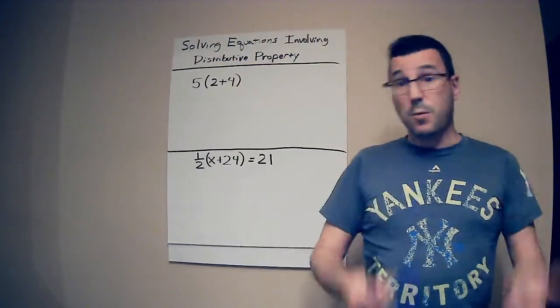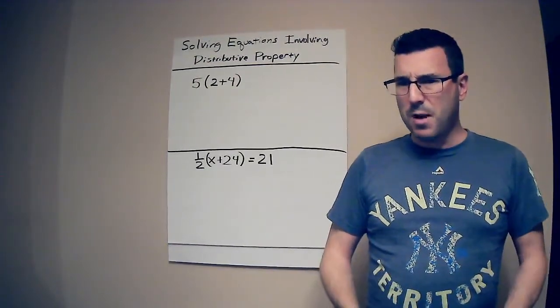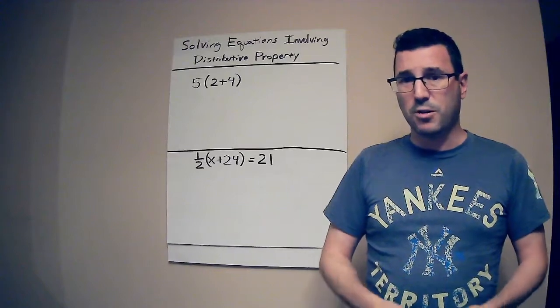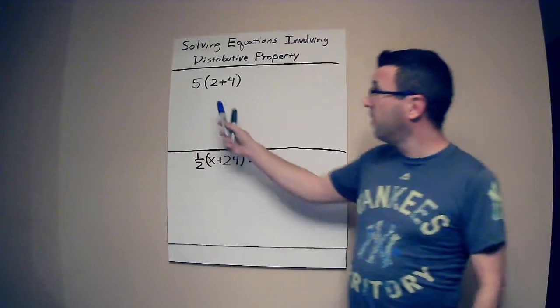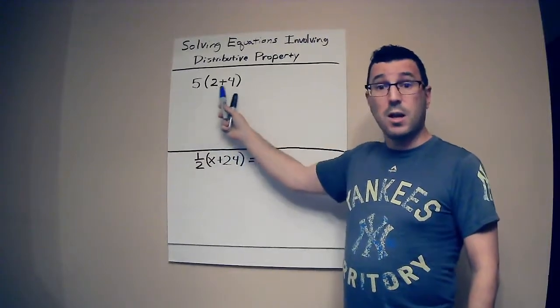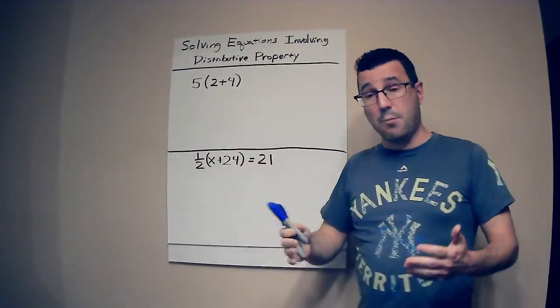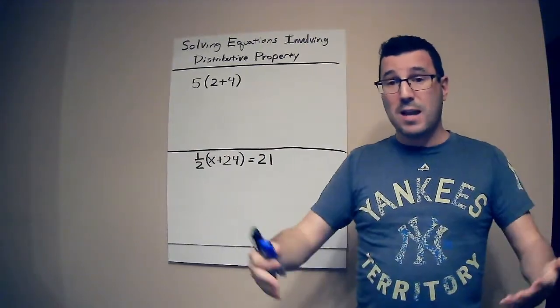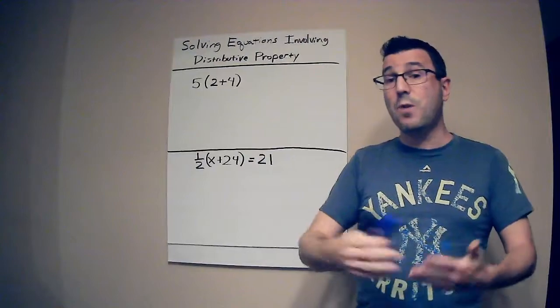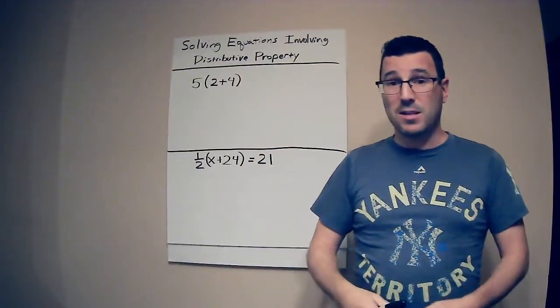I'm going to talk today about solving equations that involve distributive property. Some of you may remember distributive property, some you might not, so just a really quick refresher. Distributive property is when I have a number that's multiplying other terms in parentheses, and I distribute that number through multiplication to everything in the parentheses.